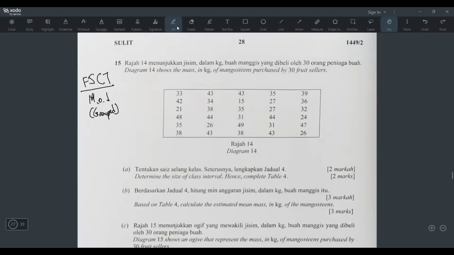Okay, let's read the question. Diagram 14 shows the mass in kg of mangosteens purchased by 30 fruit sellers. So there will be 30 different masses here. Then A, determine the size of class, hence complete Table 4. Okay, let's go to Table 4 now.